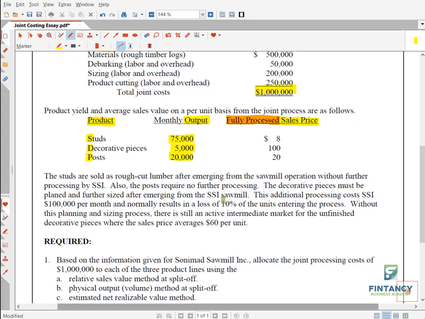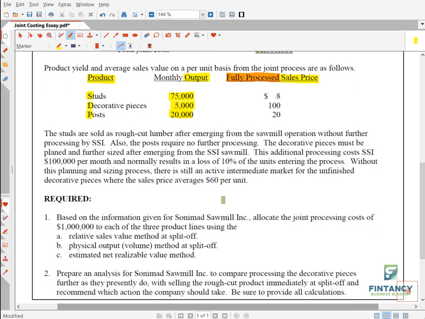So let's see the next paragraph. The S, which are studs, are sold as rough cut lumber after emerging from the sawmill operation without further processing. It means if I write here, cross means this is not further processed. Also, the posts require no further processing.